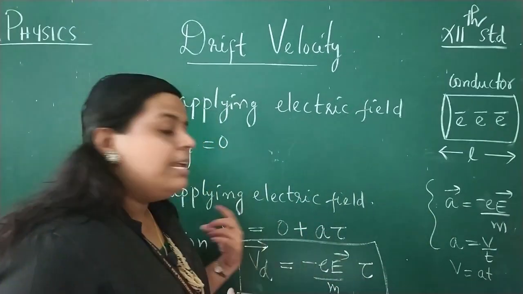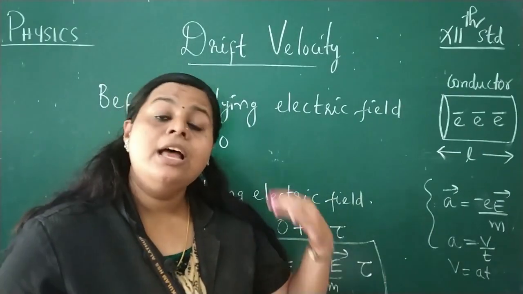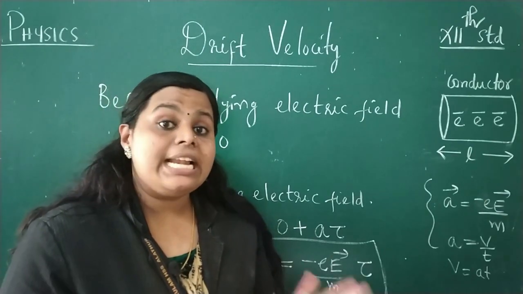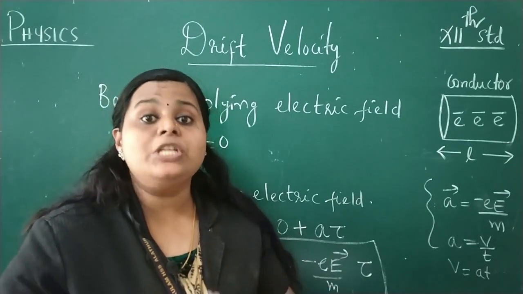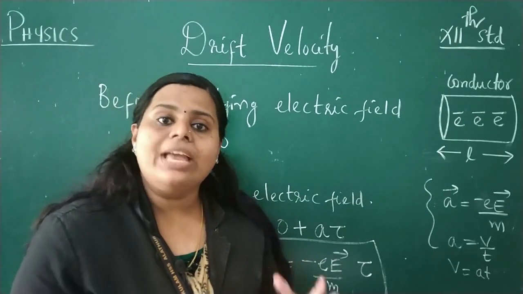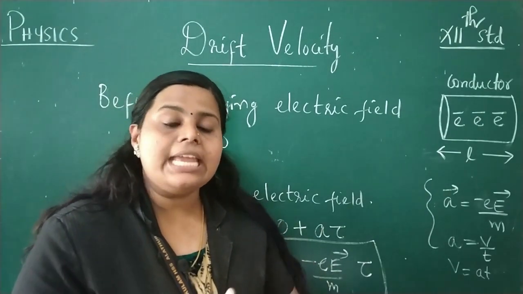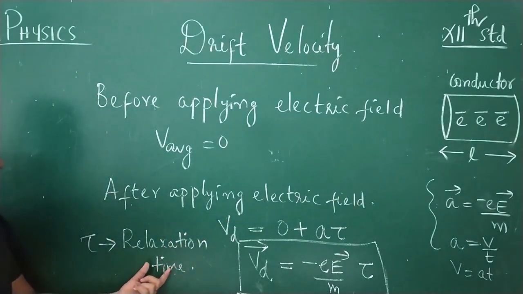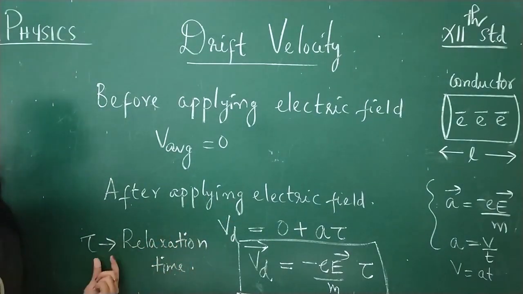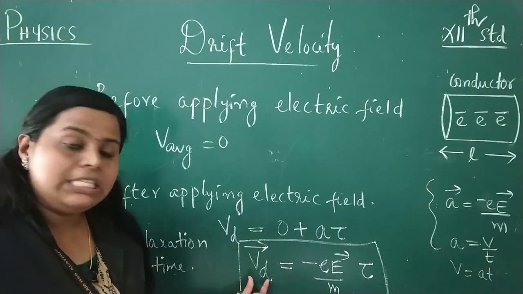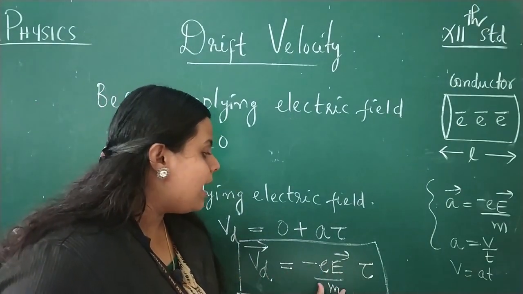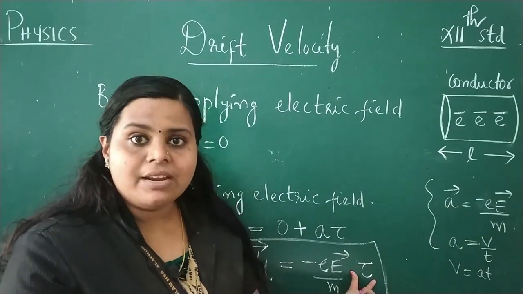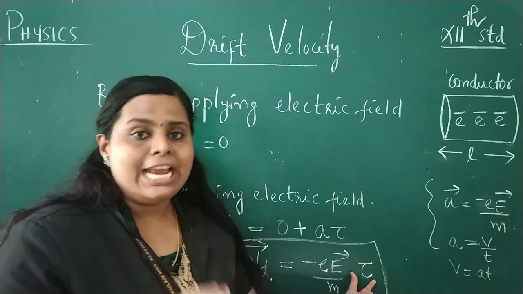Okay, so what is relaxation time? When we studied collisions in plus one, we introduced relaxation time. So actually relaxation time is the time interval between two successive collisions of electrons, and it is represented by tau. So the drift velocity Vd is equal to minus eE by m into tau, where tau is the relaxation time, that is the time interval between two successive collisions of electrons.